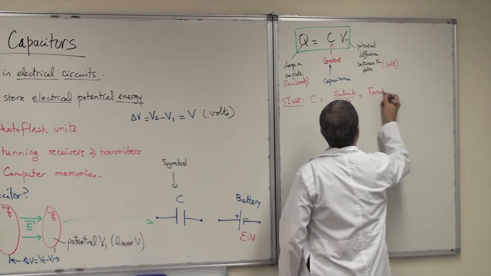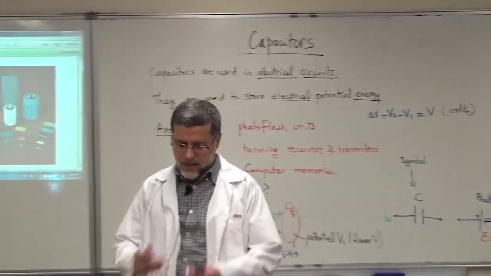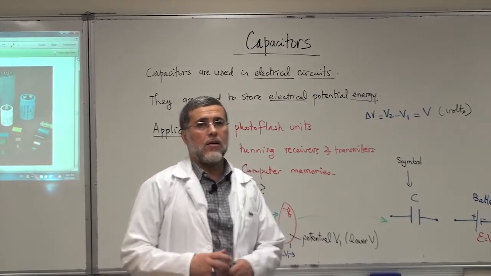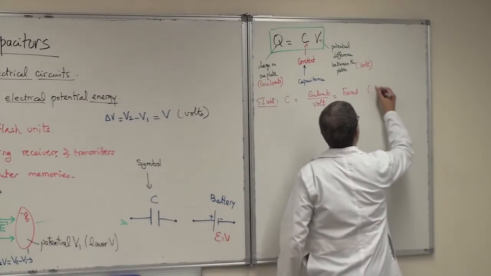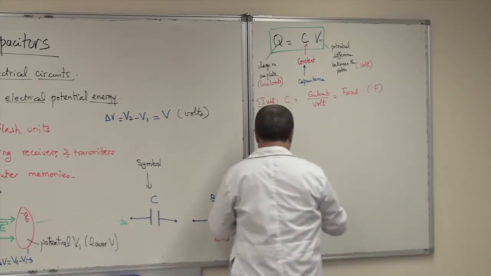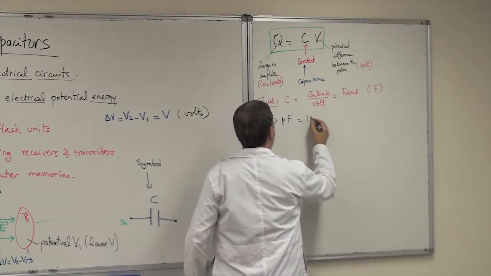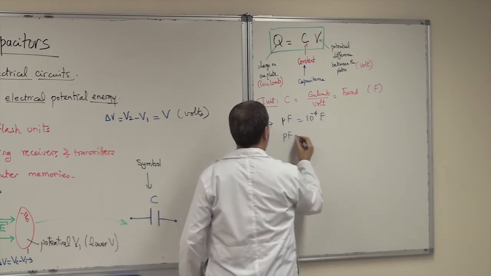It's another unit named after Faraday. Faraday is one of the physicists. We will see later in the last chapter Faraday's law. So this is Farad. We write it like this, F. So we have what we call microfarad. Microfarad is 10 to the power minus 6 farad.